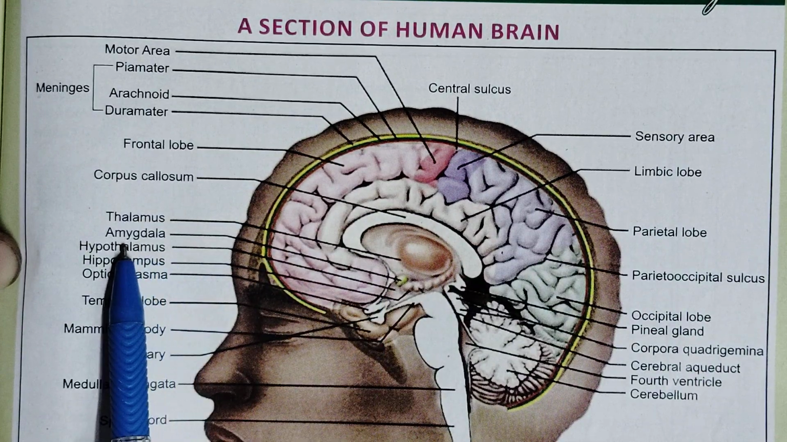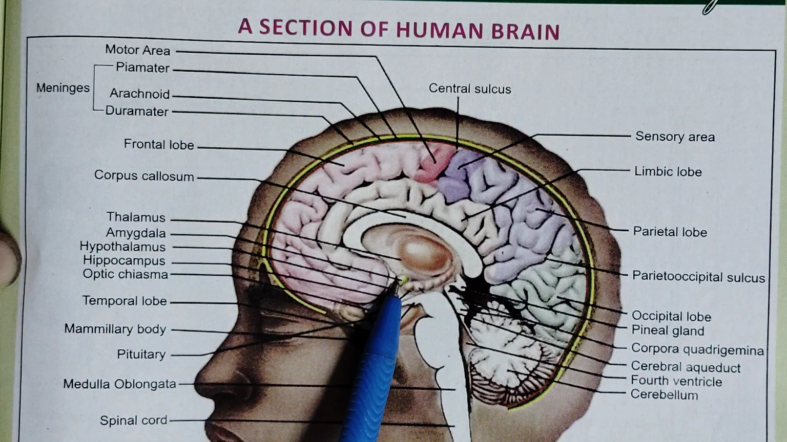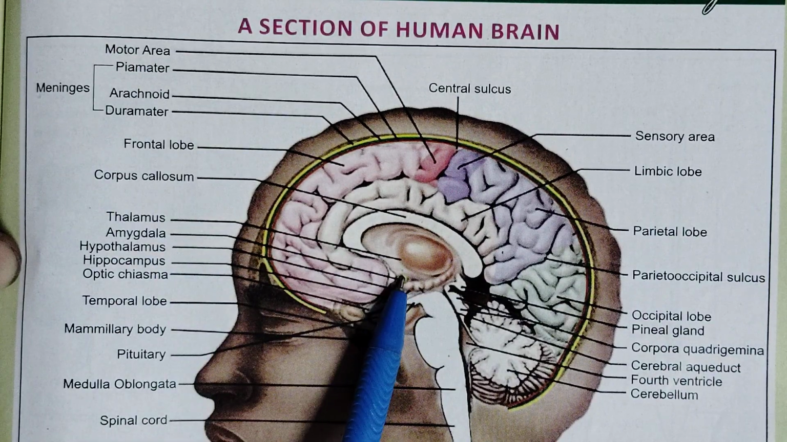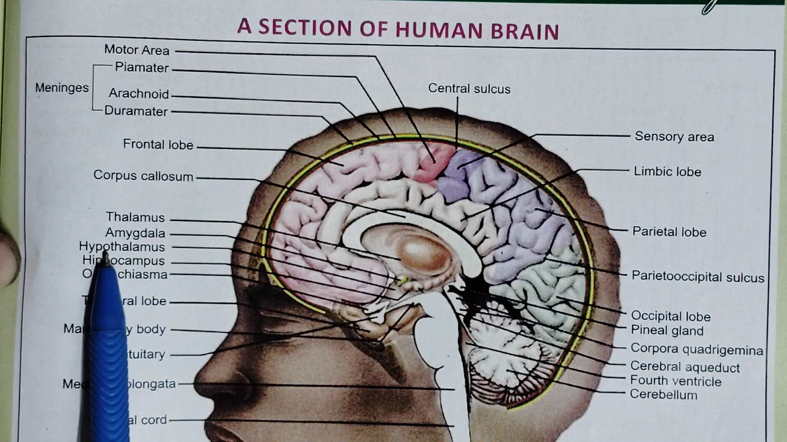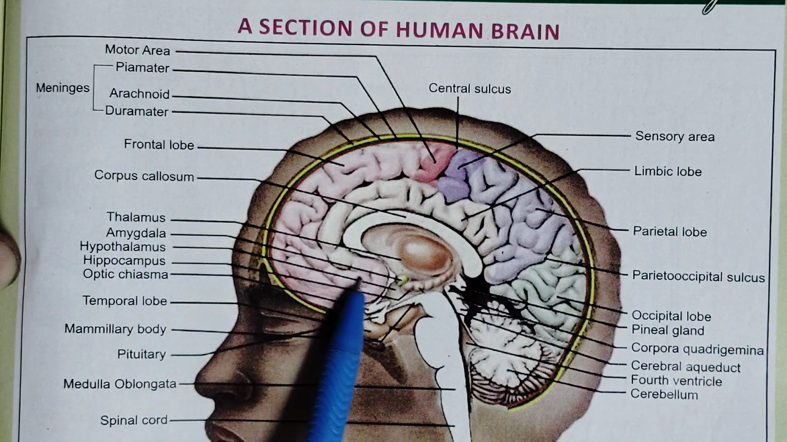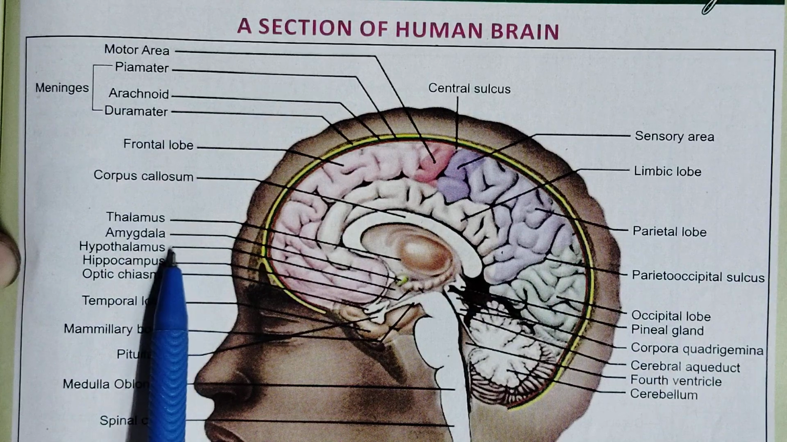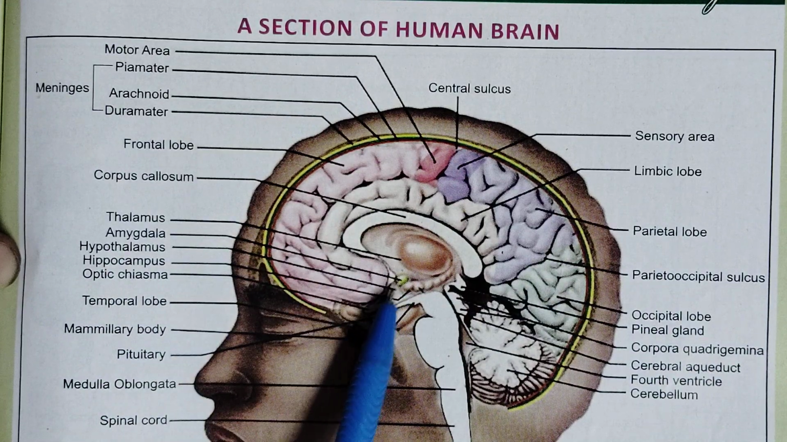Next is the amygdala. The amygdala is like a pea. Pea means mutter, like the pea plant. This is one piece of pea seed. This pea part is called the amygdala. Next is the hypothalamus. Below the amygdala, there is the hypothalamus.